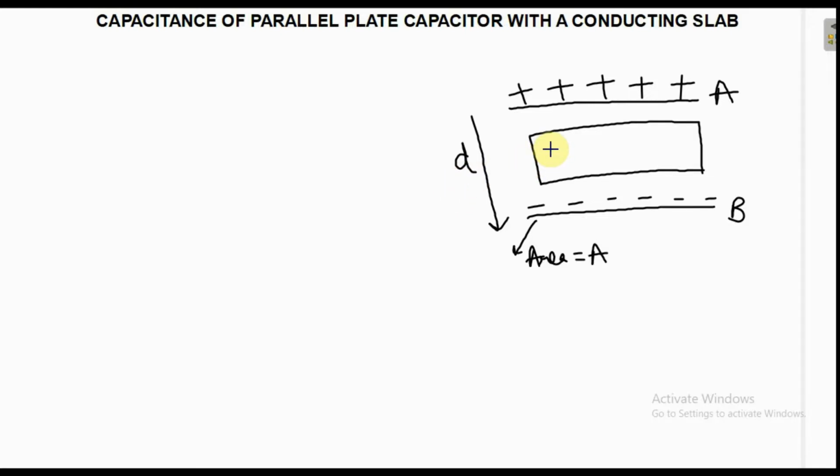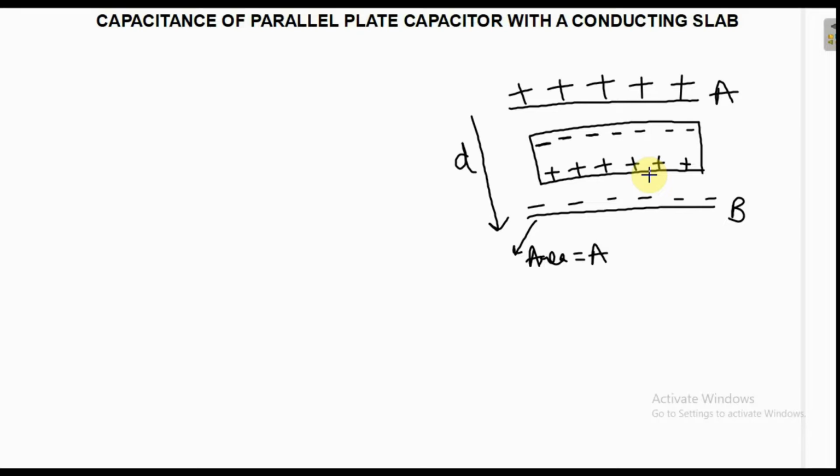As we know, in a conductor there are atoms and molecules. So we have a positive charge on plate A. Due to this positive charge, a negative charge is generated on the conducting slab. The same thing happens on B, which is a negative charge. Because of that, positive charge feels attraction towards the negative plate of the capacitor. Because of this, the charges are induced inside the conducting slab.